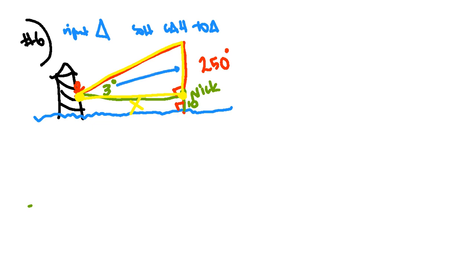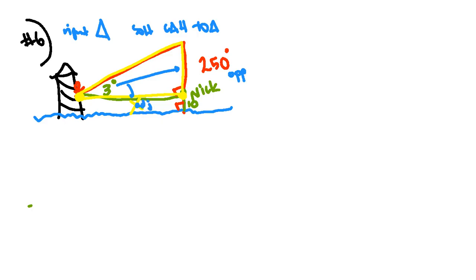and find the length of the line of sight from the ship to Nicole. And this is my adjacent. Wait, that's my opposite, and this is my adjacent. Now, to be perfectly honest, I'm kind of questioning myself on this picture right here. Let's see what we get.